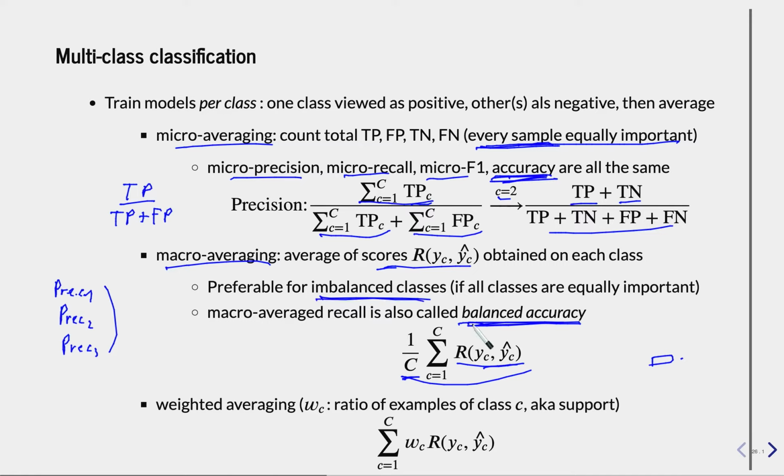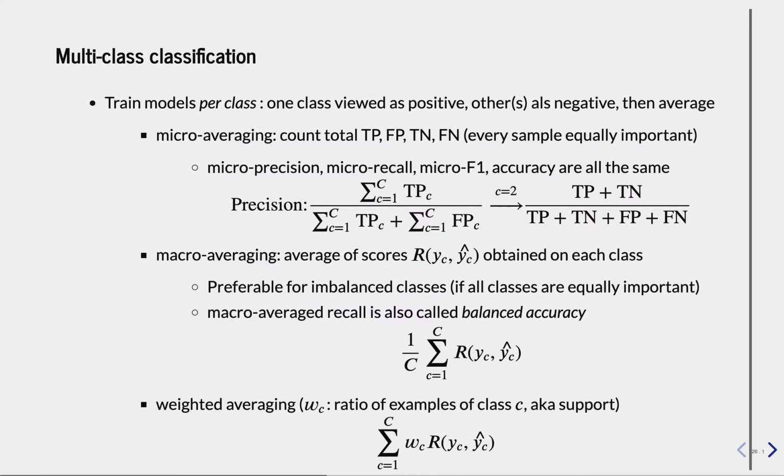And balanced accuracy is the same as macro average recall. Just remember it. So balanced accuracy is a useful method. It's the same as macro averaged recall.